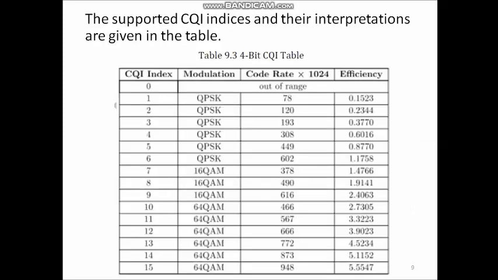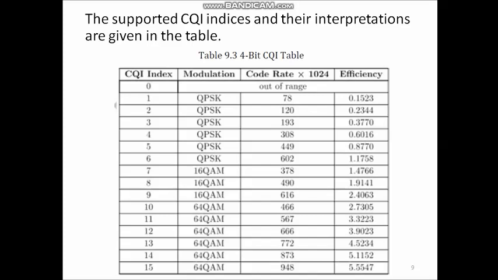Okay, next the supported CQI indices and their interpretations are given in the table. So there are 16 CQI indices, 0 to 15. These 16 CQI values require a 4-bit CQI feedback. Then modulation schemes are given: QPSK, 16 QAM and 64 quadrature amplitude modulation. In the next column, code rate into 1024 values are given. So based on the modulation scheme and code rate into 1024, we can find the efficiency. Here efficiency is given in terms of information bits per symbol.